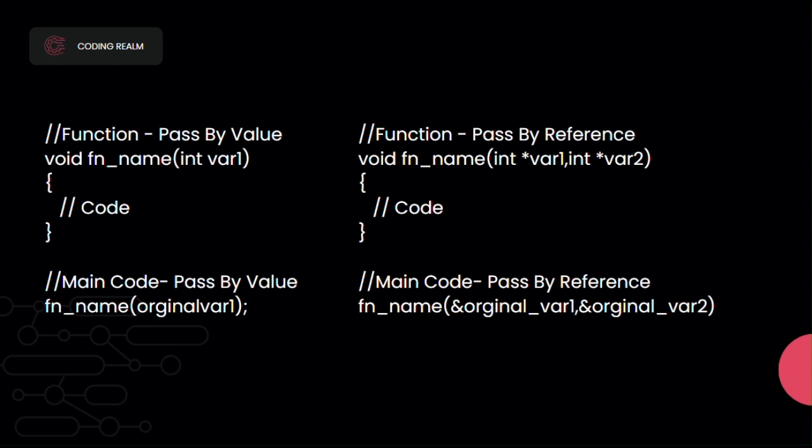But in pass by reference, we have void, the function name, and here we have two parameters. The first parameter is int, here the data type is integer, the asterisk, the value of the variable1 and the value of the variable2, and I put a block of code in the braces. This is the difference between the function passed by value and the function passed by reference.